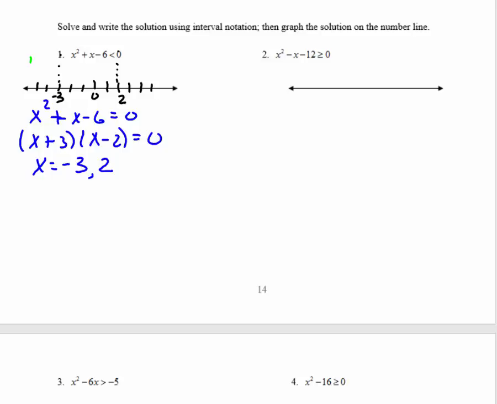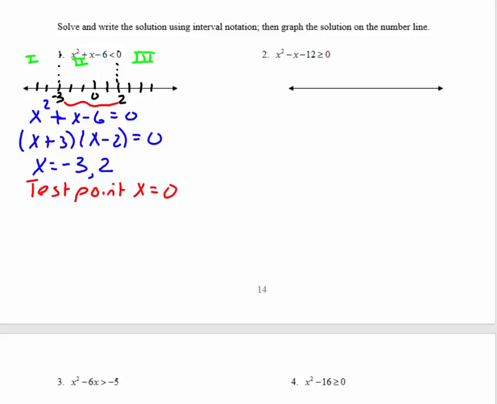So hopefully you see that we have 3 different intervals: the left, the middle, and the right interval. So what I'd like to do is I choose a test point in between if I can. Well, the test point I'll choose is x equaling 0. If 0 works, I'll shade in between the negative 3 and 2. If it doesn't work, then I'll shade on the outsides, but I'll still do test points to make sure.